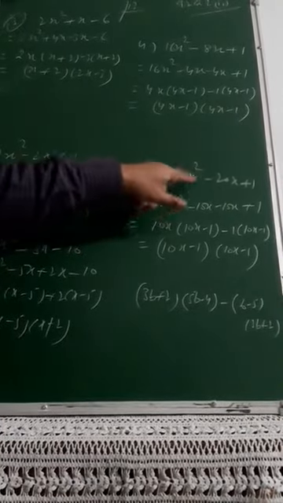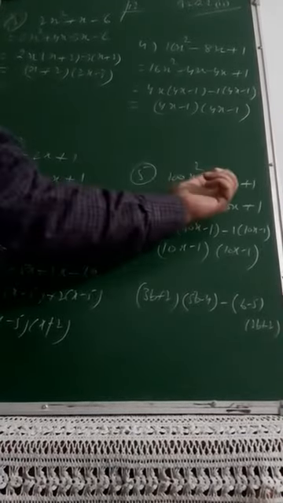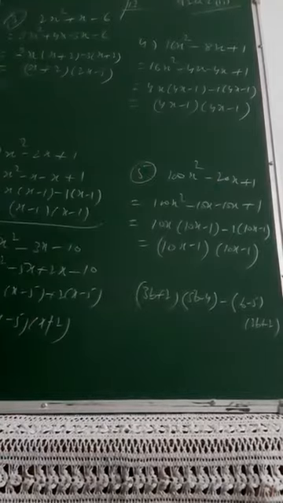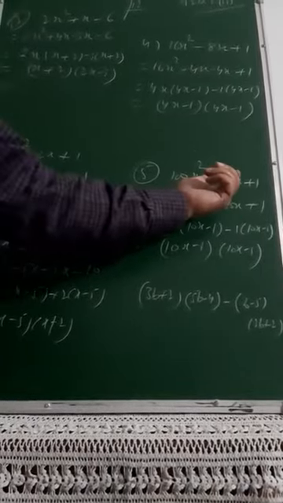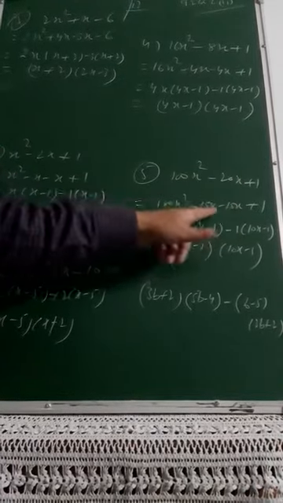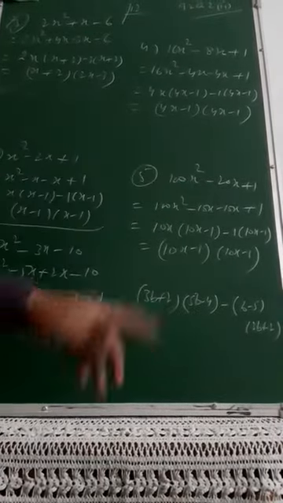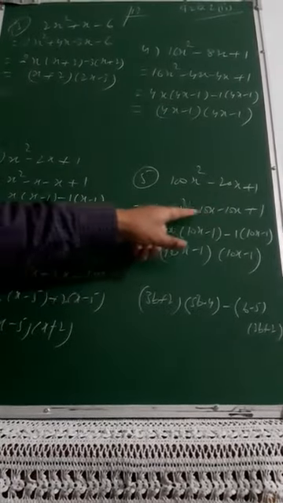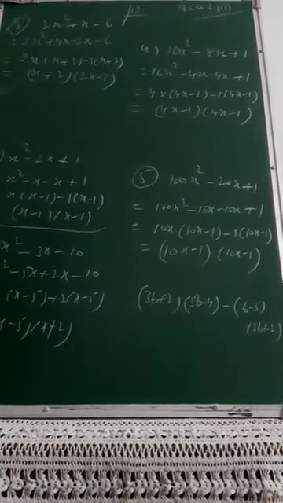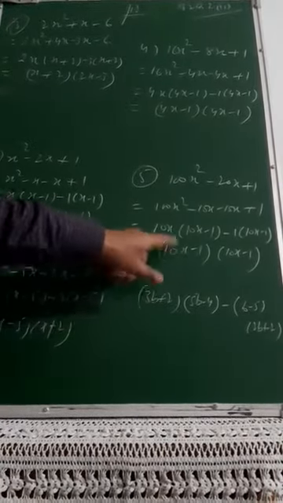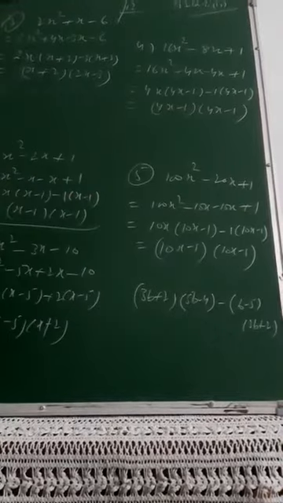Fifth was 100x square minus 20x plus 1. So you need to multiply 100 with 1. You need to get the factors of 100 such that the sum or difference is equal to minus 20. So 10 and 10 will serve your purpose. Minus 10x and minus 10x. The middle term is split into two terms, minus 10x, minus 10x. So minus 10, minus 10 is minus 20 and minus 10 into minus 10 is 100, and 100 into 1 is 100. In the first two again 10x is common, so you will be left with 10x minus 1. Here you can take the minus sign common and again inside the bracket there will be 10x minus 1. Finally 10x minus 1 is common, and you will be left with 10x minus 1. So your answer will be 10x minus 1 into 10x minus 1.